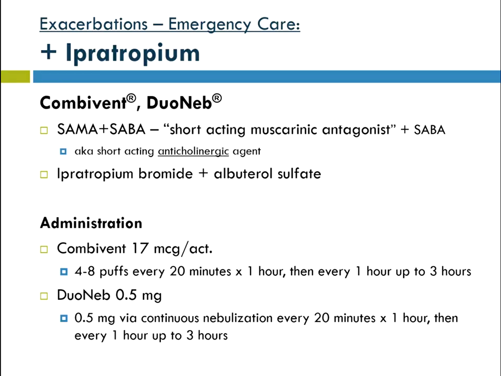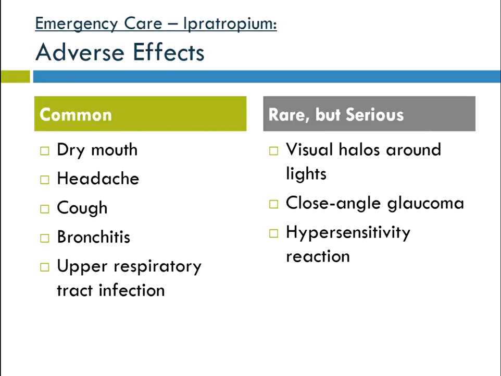DuoNeb: duo, 2 drugs, neb, nebulizer. That's the nebulizer version. Combivent, combo, ventilation. 2 drugs as an inhaler. Okay? We're very clever with brand names. Common side effects: dry mouth, headache, cough, bronchitis, upper respiratory tract infection. I'm going to argue that the URI is from the nebulizer use. Okay. Rare but serious: visual halos around lights, closed-angle glaucoma, and hypersensitivity reactions.